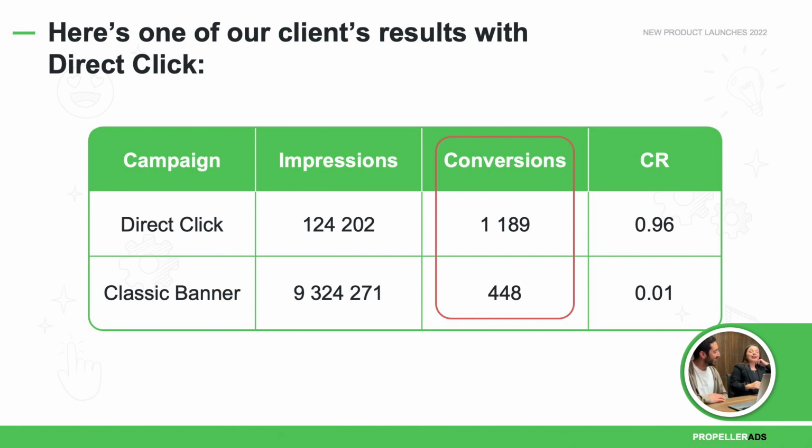Please continue. So here you can see that with a classic banner we got not so many conversions and the CR was kind of low. With direct click we got many more conversions, with a 96 times bigger CR. Just imagine, 96 times bigger. So when we're talking about a CPM on direct click that is 2 or 3 times bigger than the ordinary one, a 96 times bigger CR sounds much more interesting. You would earn much more. Is it always like that? No, actually no.